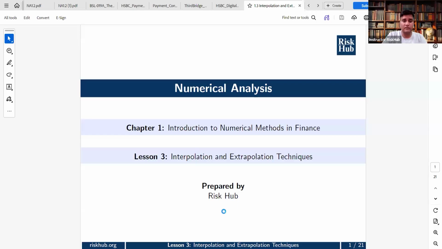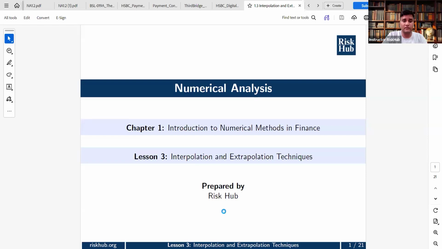All right, guys, let's start. So now we are doing lesson number 3 of chapter number 1, and it is about interpolation and extrapolation. Very interesting chapter. We are still continuing with chapter number 1, which is Introduction to Numerical Methods in Finance. So very, very important.